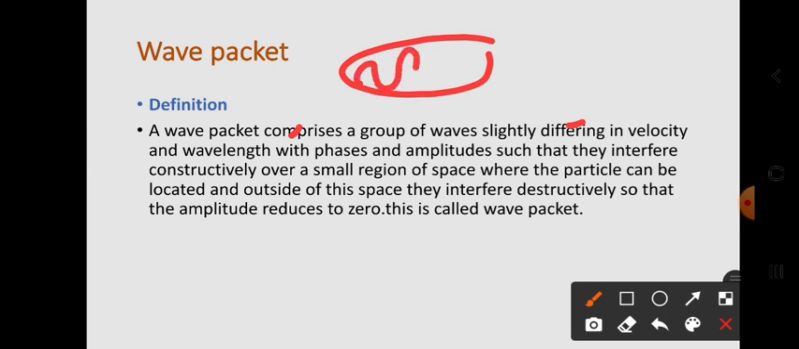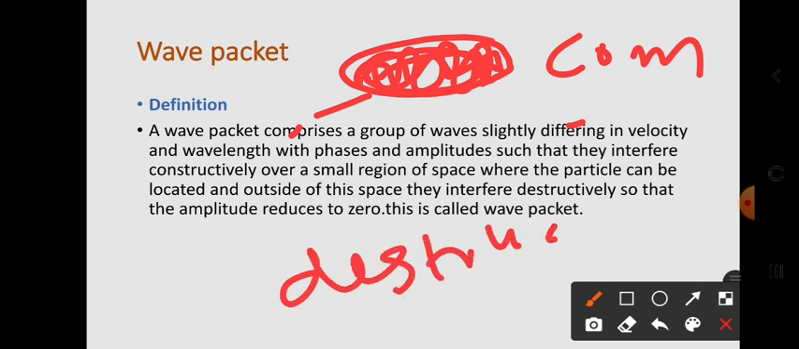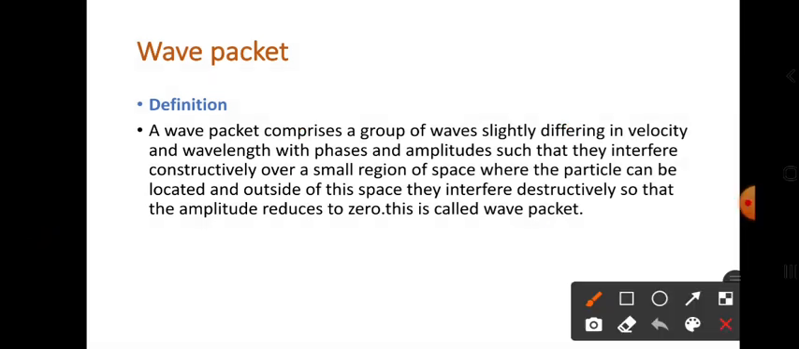So they may look like this: its amplitude on this side is small, and on this side is also small, and in the middle the amplitude is more. This is one way I am showing, but it contains many waves. Then among them, only inside this small region, few waves interfere constructively and few waves interfere destructively. What is the meaning of constructive and destructive?